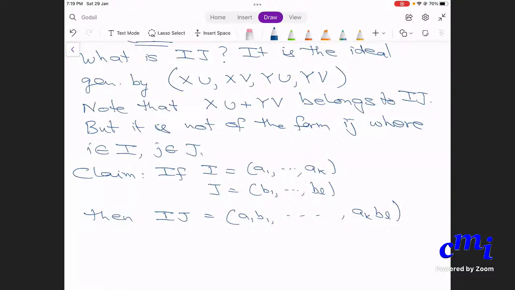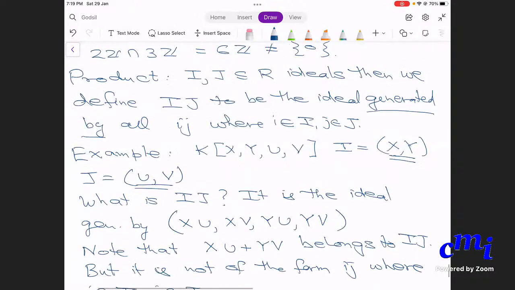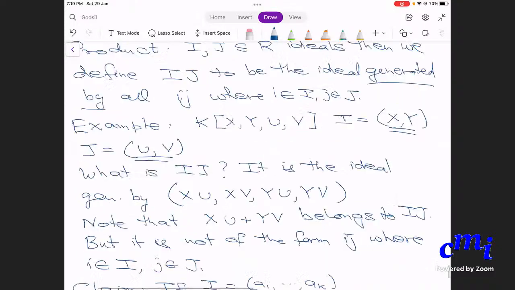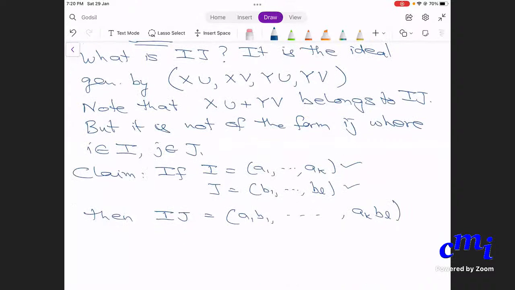When I'm saying that this is a claim, it needs proof. So I want you to think about why this is correct, just based on whatever definitions I have given. I have defined IJ to be the ideal generated by all ij, where i is in I and j is in J. And here I have this ideal and this ideal. I want you to show that the ideal IJ is generated by all of these elements. So this is an exercise. First, understand what the meaning is. Then, if you understand what the meaning of the statement is, the proof is clear. This is an exercise.